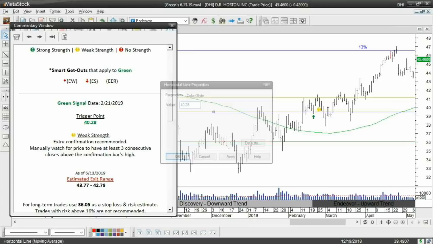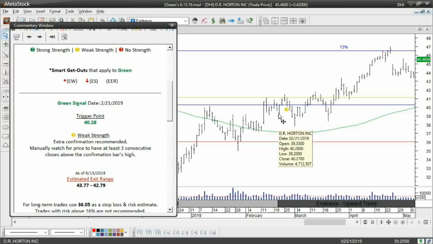40.28. I'll zoom in once more. So once we have our trigger point, now we need three consecutive closes above this line. 1, 2, 3. Perfect. On that third close, we get our confirmation icon. In this case, it's telling us that we have weak strength on this trend and extra confirmations needed. So we know where to go inside our commentary to get that.